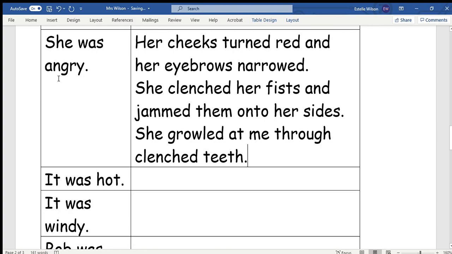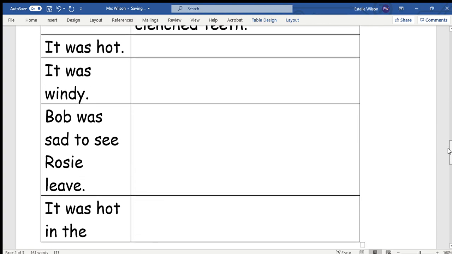Okay, if I was doing my writing properly, I might change one of these words so we have different synonyms, different adjectives. Okay, let's look at the next one. It was hot. Again, bit basic. We can show it's hot without saying it was hot.